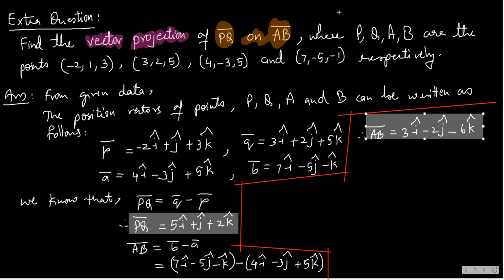Okay. Next, I have to find the vector projection of PQ bar on AB bar. So first, I will find out the scalar projection. So we can write vector projection directly, but keep in mind that vector projection will only come from the scalar projection. So vector projection of PQ bar on AB bar equals, what is it equal to?